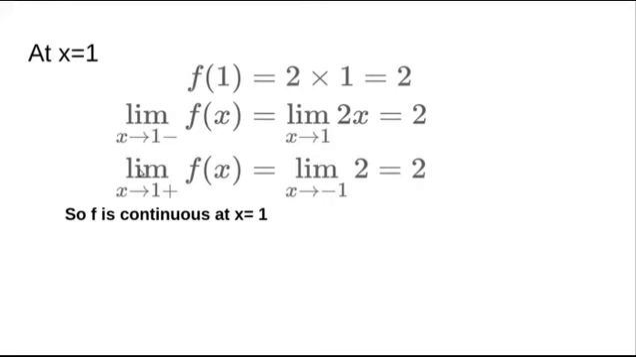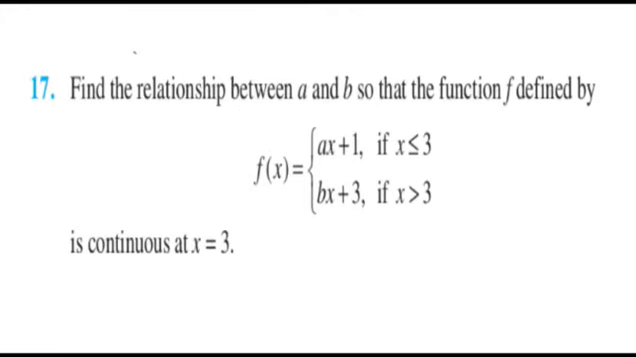Now, right hand limit. Limit f of x, x tends to 1 plus is equal to limit x tends to 1, 2. That is also equal to 2. So, the function is continuous at 1. Hence, we can say that this function is a continuous function throughout the domain. That means it is continuous for all real numbers.